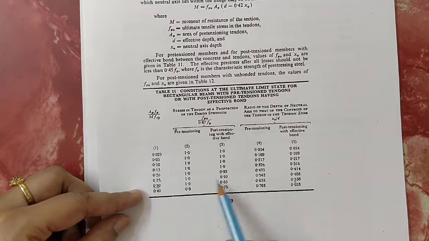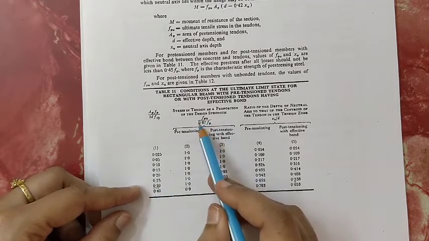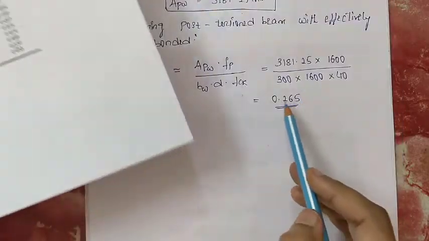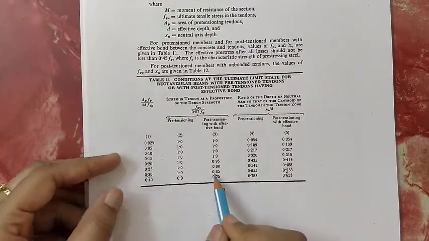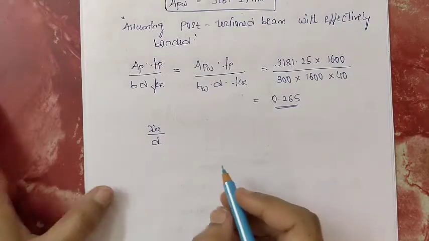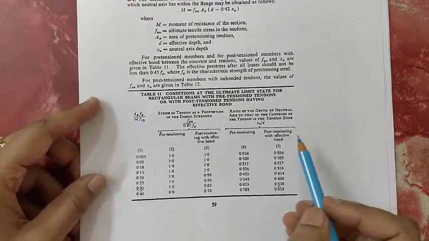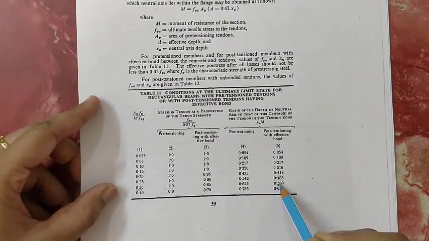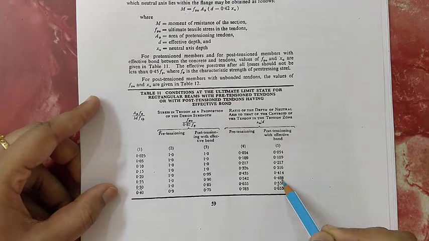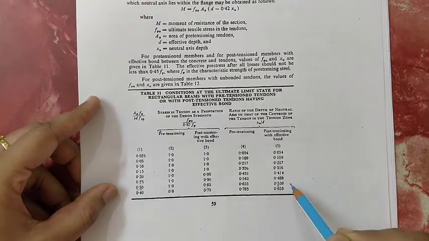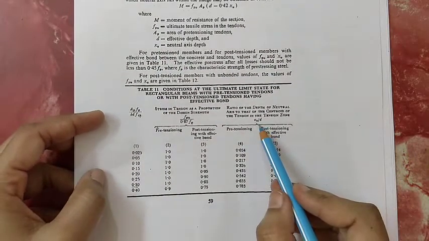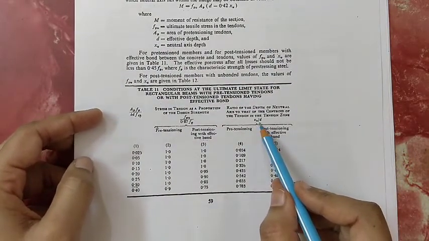For 0.25 it is 0.90 and for 0.30 it is 0.85, and you need to calculate FPU by 0.87 FP ratio for 0.265. You need to interpolate it. Similarly for XU by D ratio, for 0.25, that is post tensioning with effective bond, it is 0.488. For 0.30 it is 0.558. For 0.265 you need to interpolate it in order to calculate the ratio XU by D value.